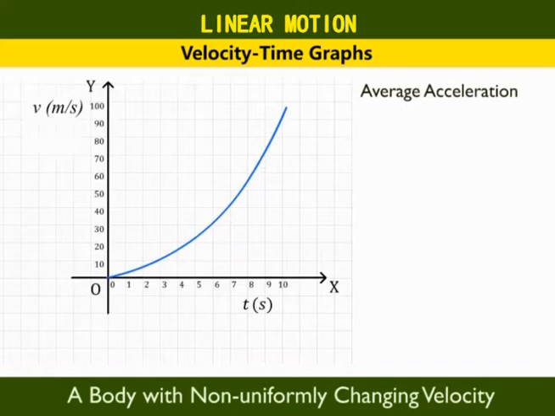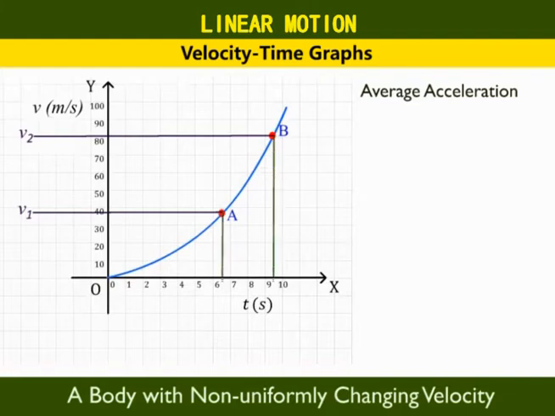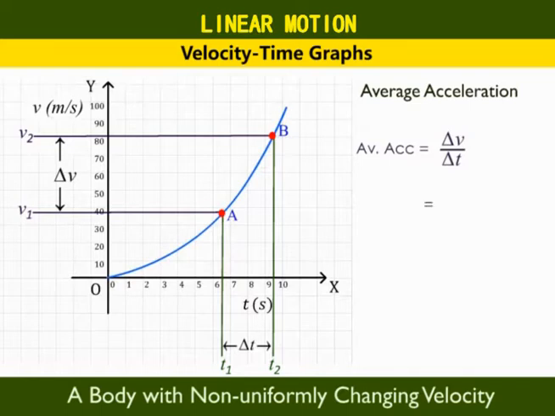Let's start with average acceleration. We take any 2 points, say A and B, on the curve and consider the motion between them. V1 and V2 are the velocities of the car at times T1 and T2 respectively. Delta V is the velocity change from A to B, and delta T is the time interval between A and B. The average acceleration is the ratio of the change in velocity delta V and the time interval delta T, and this is equal to V2 minus V1 over T2 minus T1.